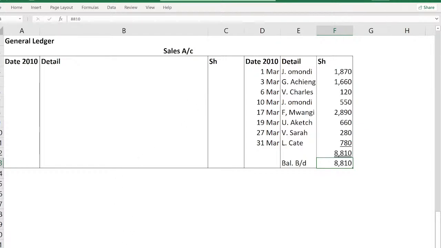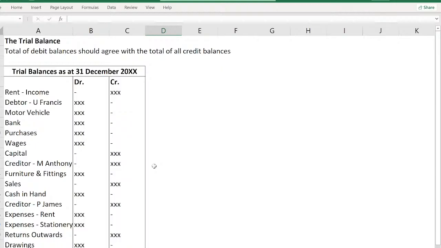So let's go finally to the trial balance. I would also like us to talk about the trial balance in our discussion. So the total debit balance should agree with the total of all credit balances. So the debit and the credit. So for the debit you have the expenses and the assets. Credit you have the revenue, liabilities and the equity. So an example we have here, this is the format. So we need to write the title. We have the trial balance as at 1st December and the year.